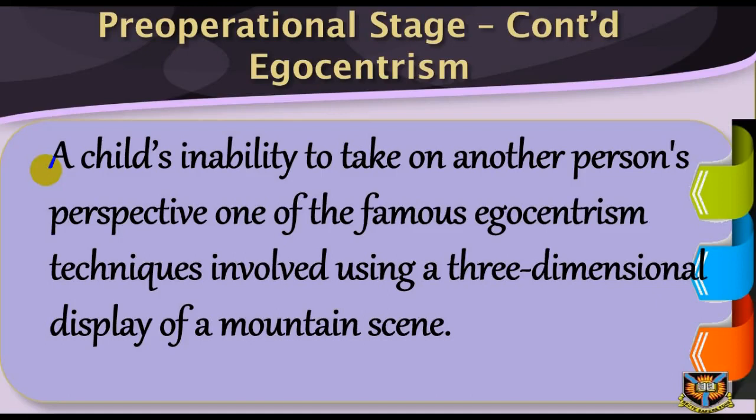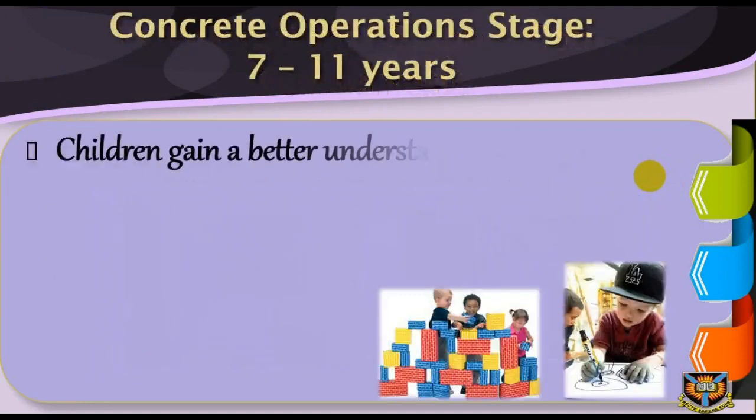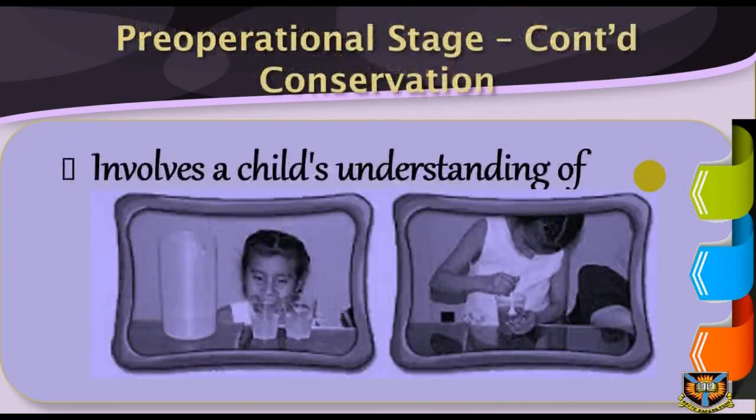Conservation. This involves a child's understanding of conservation. In one observation experiment, equal amounts of liquid are poured into two identical containers. The liquid in one container is then poured into a different shaped cup, such as a tall and thin cup or a short and wide cup. Children are then asked which cup holds the most liquid. Despite seeing that the liquid amounts were equal, children almost always choose the cup that appears fuller.